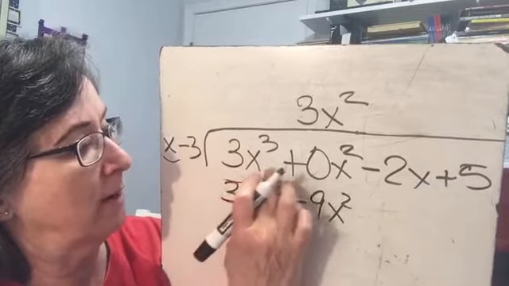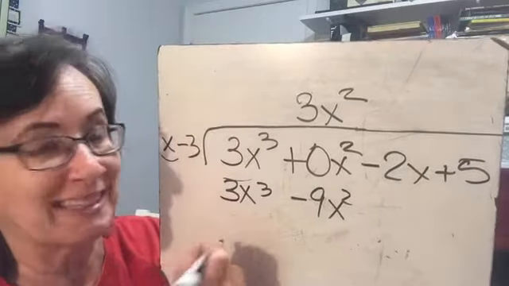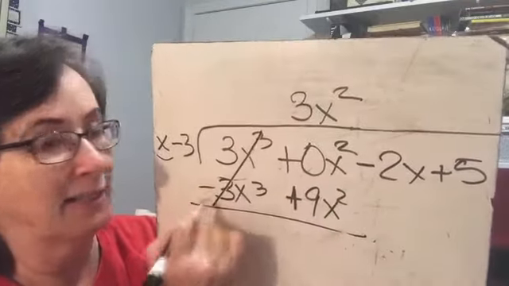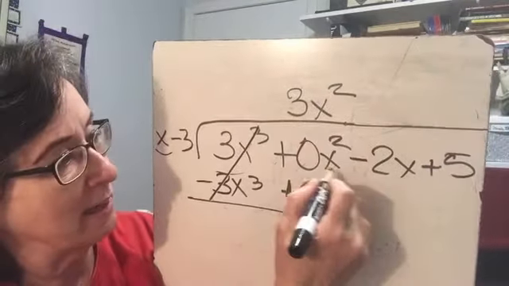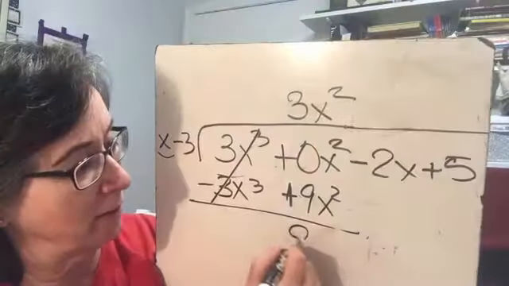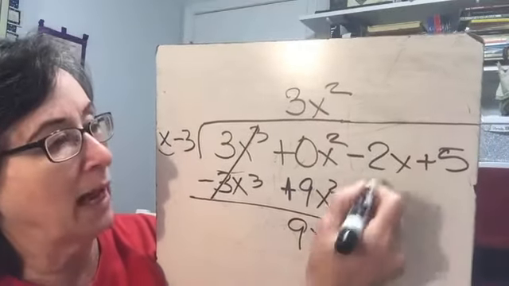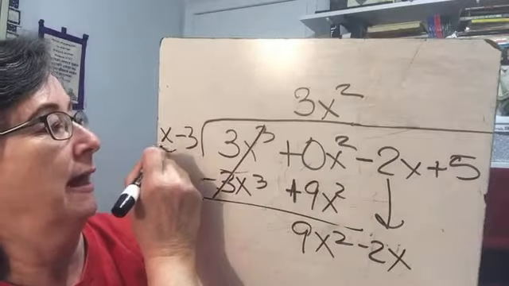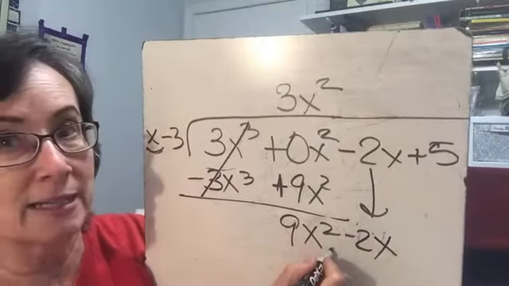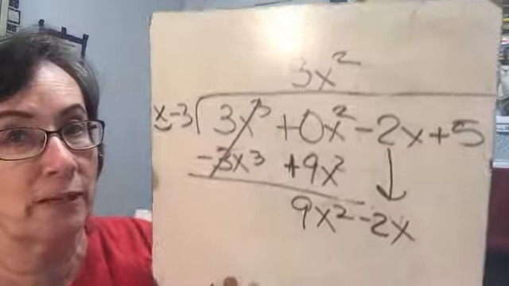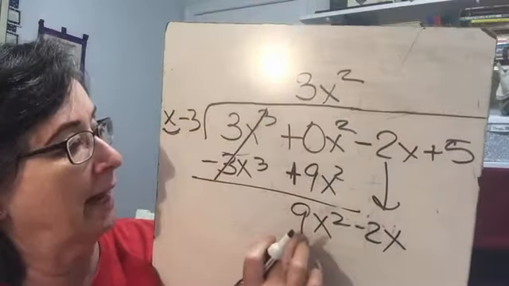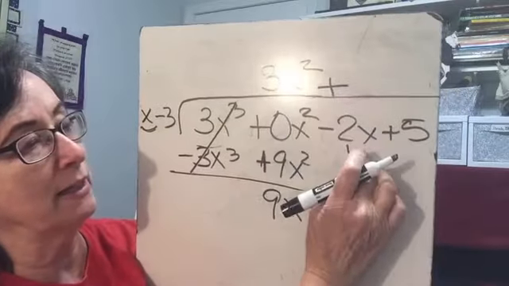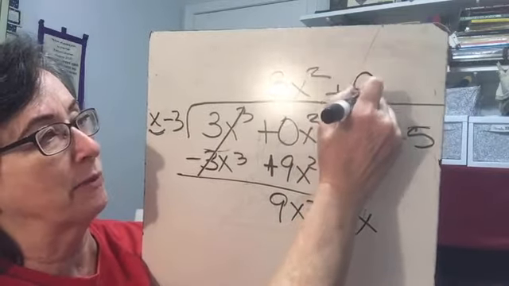Okay, so now we're subtracting. So I change both signs and add. This should always cancel. 0x squared plus 9x squared is 9x squared. I bring down my negative 2x. X goes into 9x squared, the first one into the first one, remember? And we're going to have 9x. So that's convenient. Here's my x column. It needs something over it.